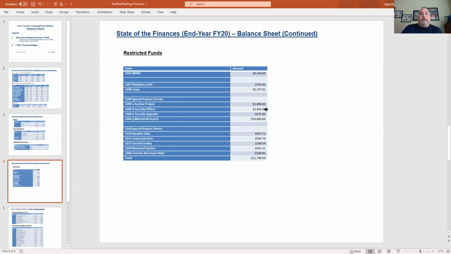This number, if we did not have COVID, we could expect this would have been close to zero because we would have spent it on that officer that was parked outside. Since we weren't holding services, we haven't done that, so that money's still there. So these are just some examples.